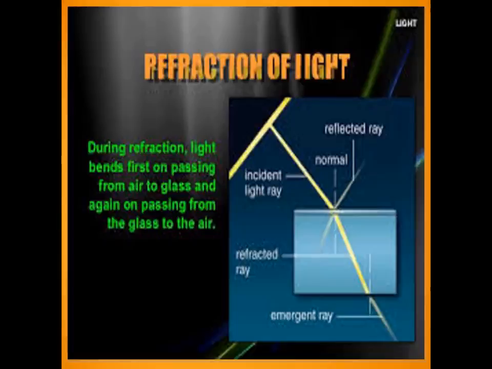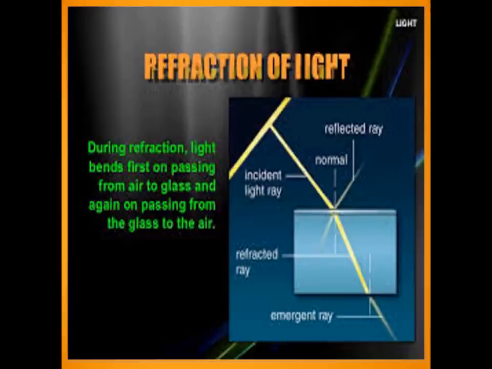Refraction takes place due to the difference in the velocity of light in different media. The velocity of light is more in a rarer medium and less in a denser medium. Refraction of light obeys two laws of refraction: the first law of refraction and the second law of refraction.